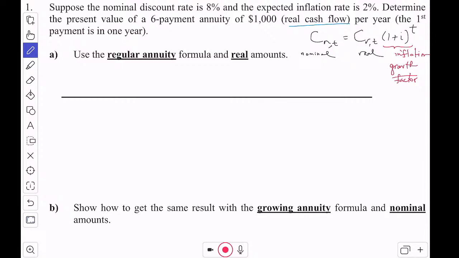Until now, all that I was dealing with was always nominal. Now we're going to talk about real. Okay, so real. What the heck is real? I'm going to draw this timeline and then we will talk about it. I'm going to do it in black. So there are 6 payment annuity.